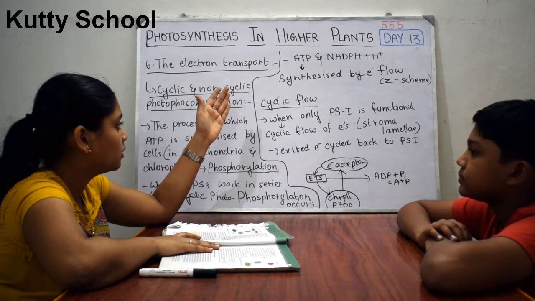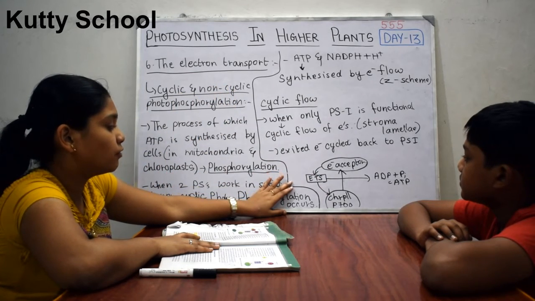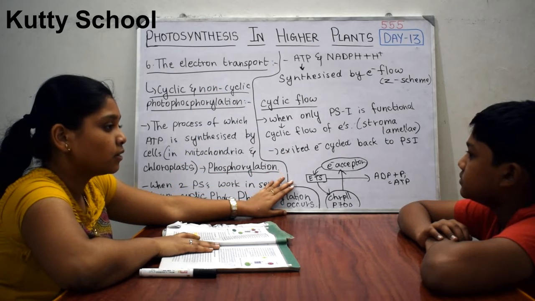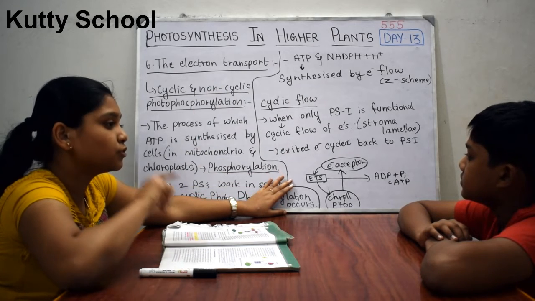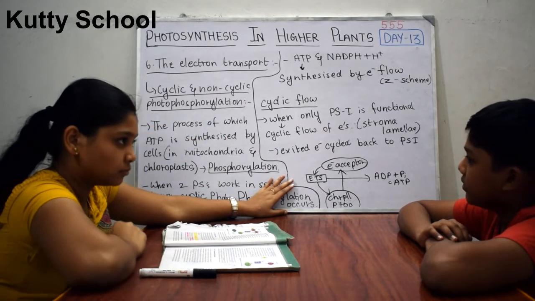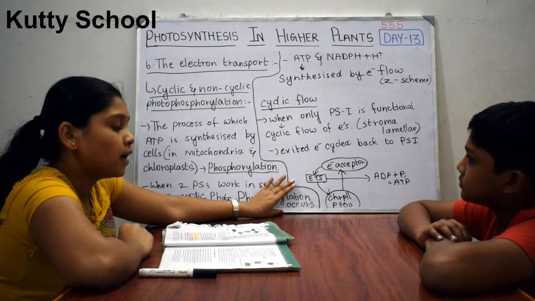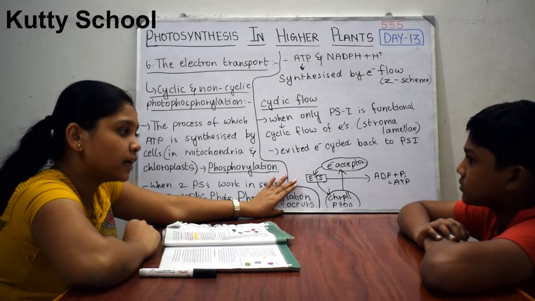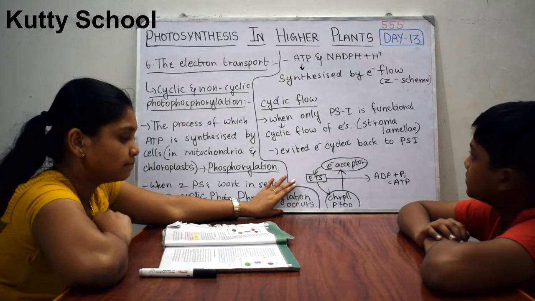So where does cyclic photophosphorylation occur? Cyclic photophosphorylation occurs in the stroma lamellae, because it does not contain photosystem 2. It only contains photosystem 1.